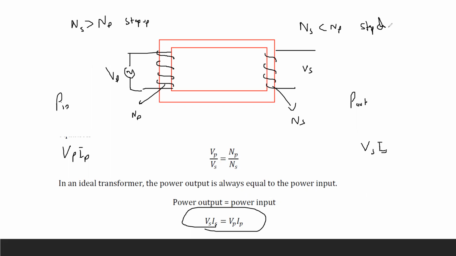But if the number of turns of the secondary is less than the number of turns of the primary, then we call it a step down transformer. Step up transformers are used for power transmission because they increase the voltage and reduce the current, so they minimize energy loss. Step down transformers are used in adapters and chargers, which reduce the output voltage.